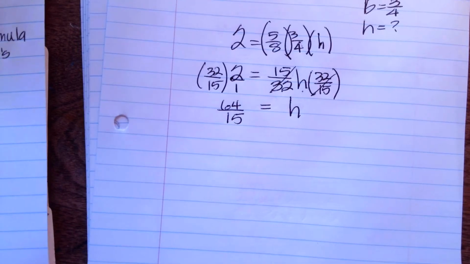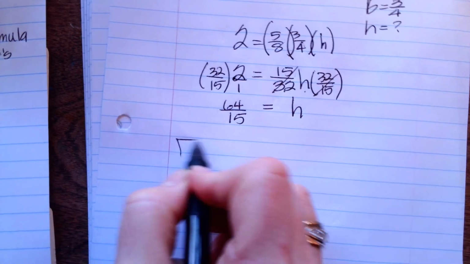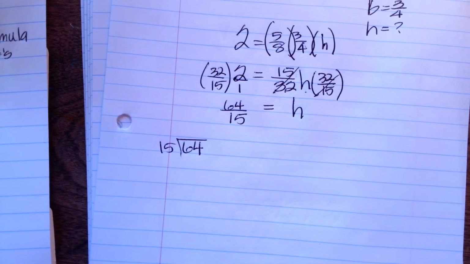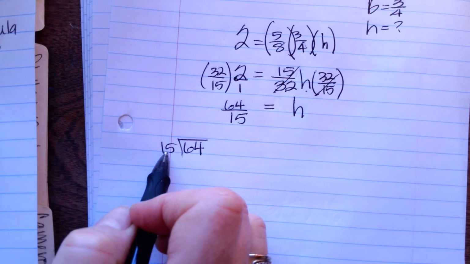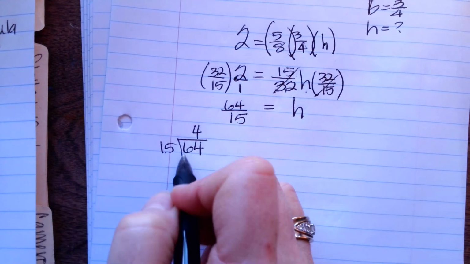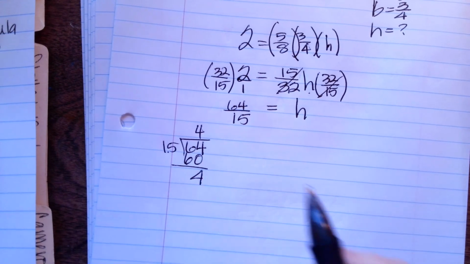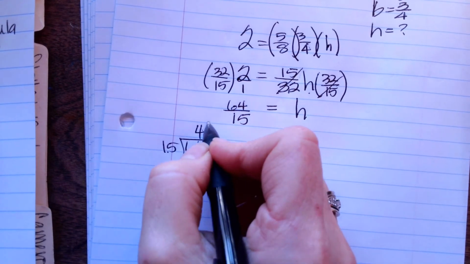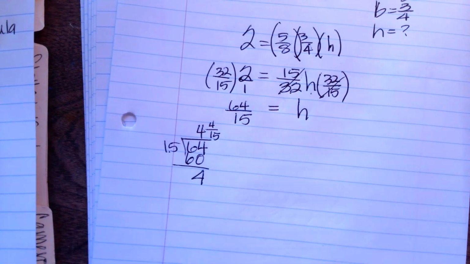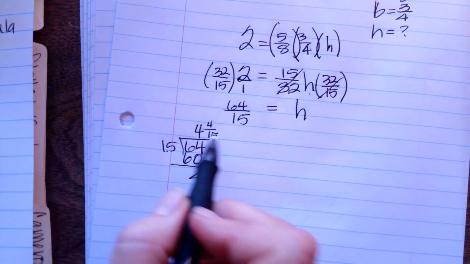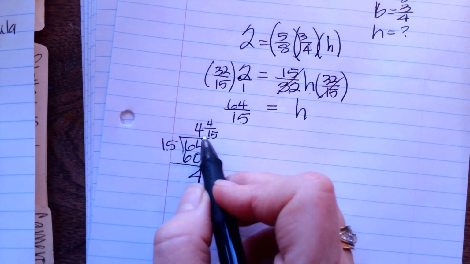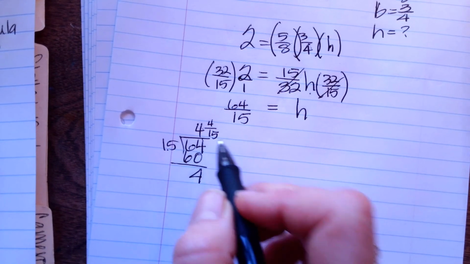Now we have to make this into a number that makes sense. So how many times does 15 go into 64? Well, I know 15, 30, 45, 60. 4 of them would equal 60, and then I have a remainder of 4. So I put my 4 here as the numerator, and I put my 15 as the denominator. This is totally a fine answer. It just means that it's in between 4 and 5.